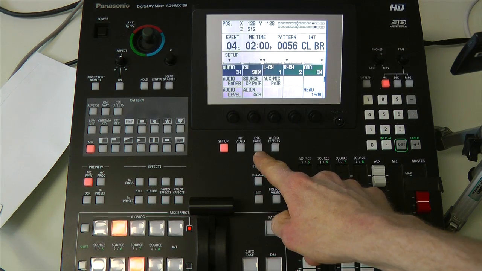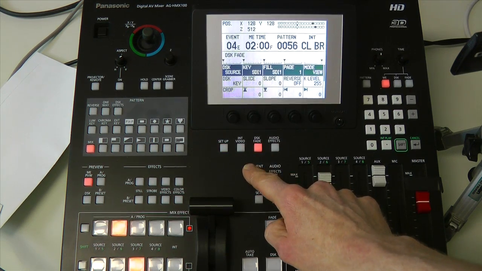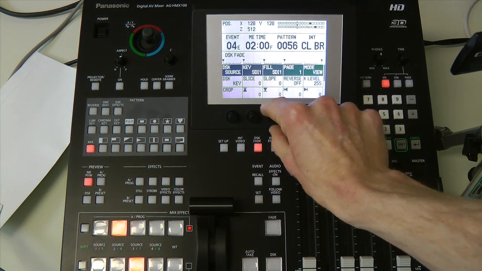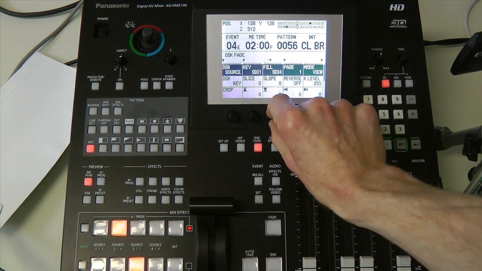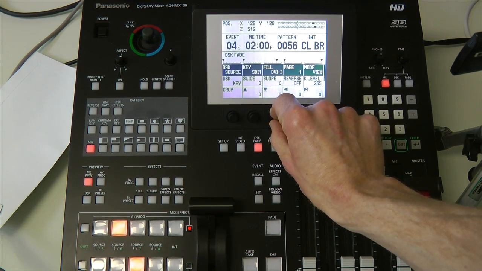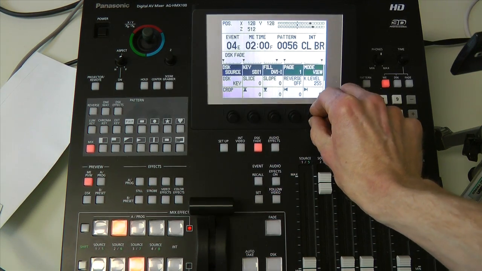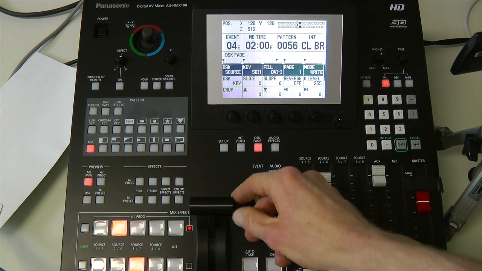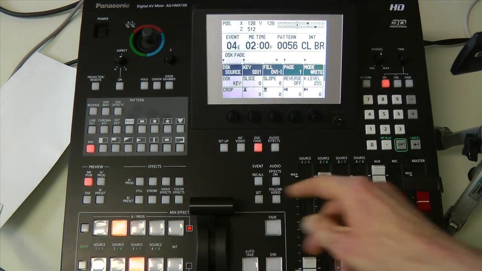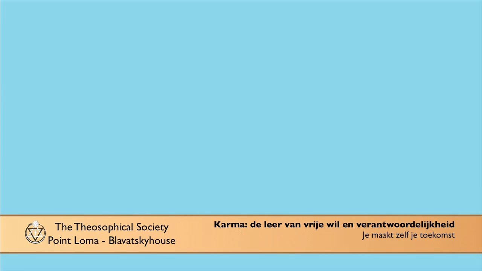Go to the DSK fade menu. On the fill column, make sure you select your desired input. In this case, it is my DVI input. And make sure the mode is set to right. If I now press the enter button, this picture will be screen captured for use of a title bar. I will press enter.